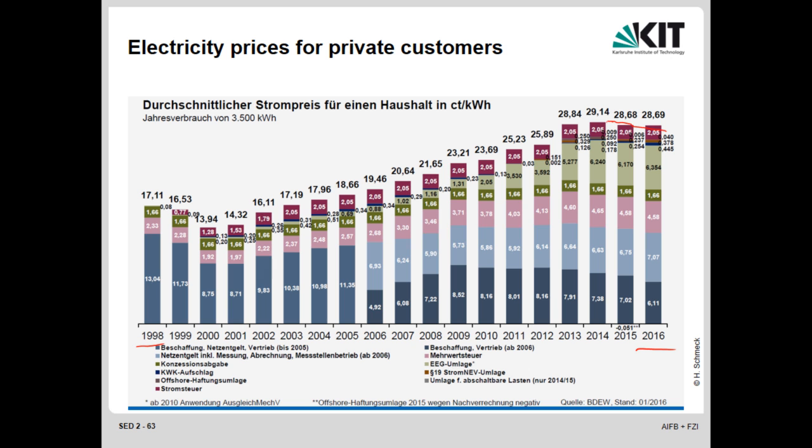And you see that the basic price is, what is this? Beschaffung, Netzentgelt, Vertrieb. Okay, so the price for just the power, is this dark area here, 6 cents on the market. That's the average price that is calculated in the price for a household. And then you have here the grid fee. Then you have some other parts. You have Mehrwertsteuer, value-added tax. You have the EEG fee, that is this part here. That's EEG.